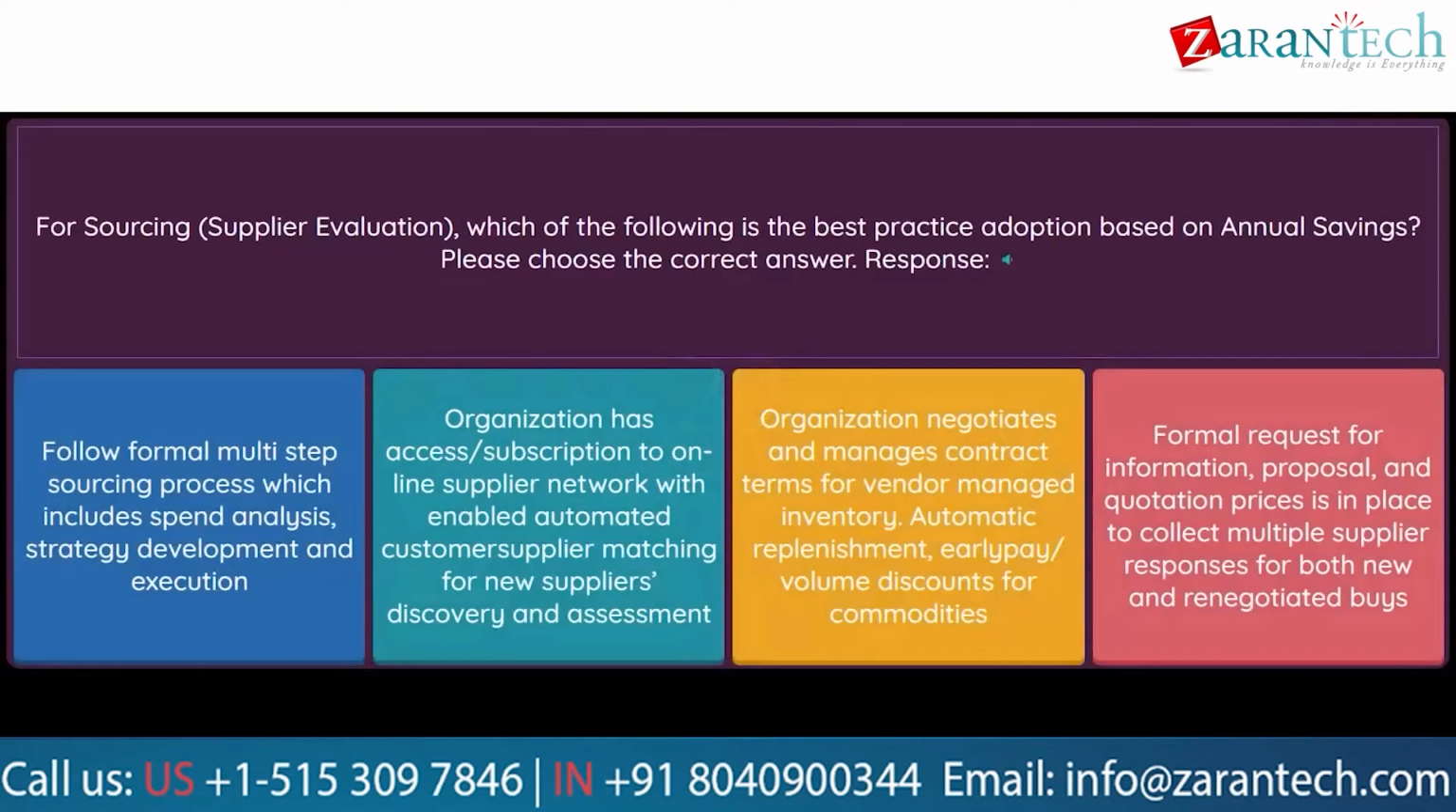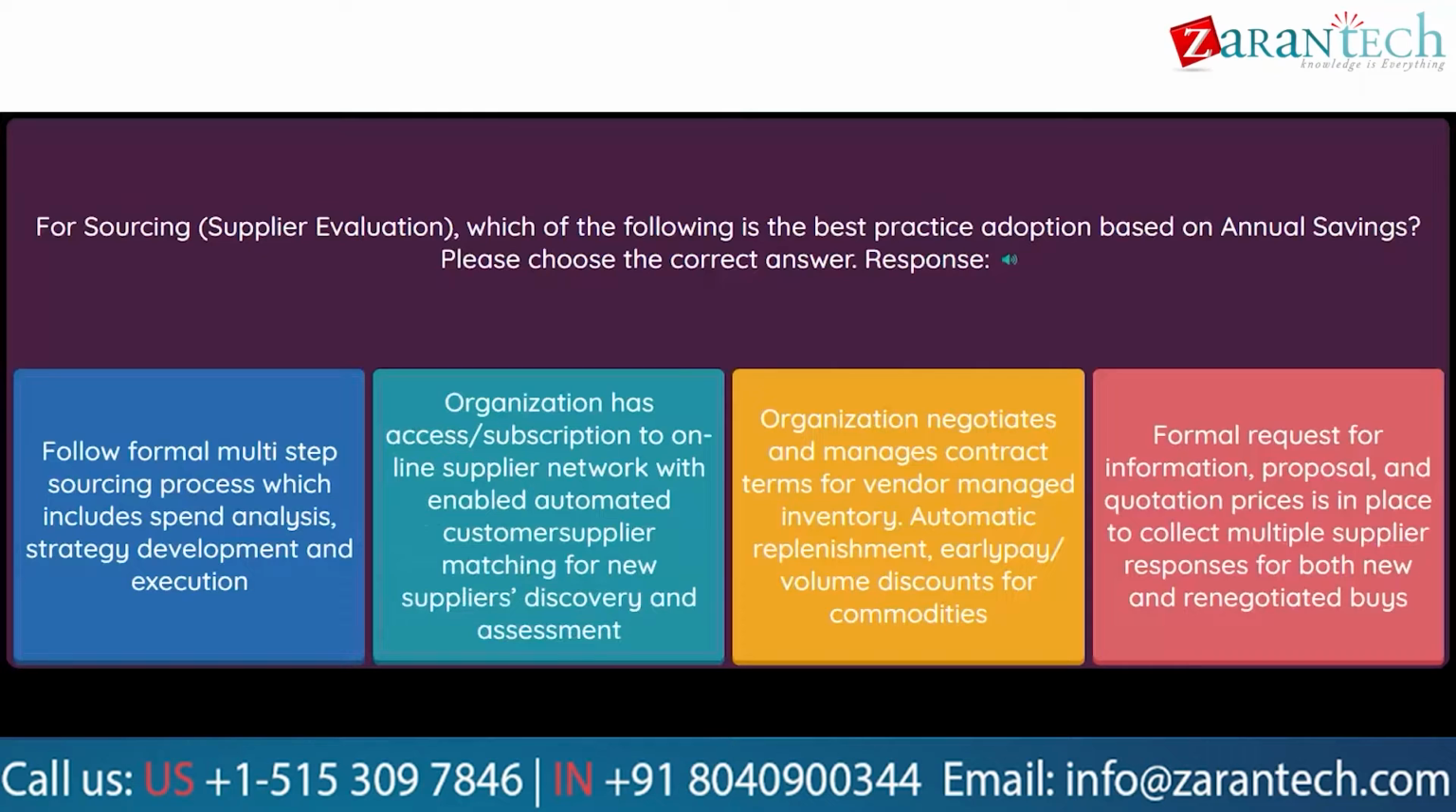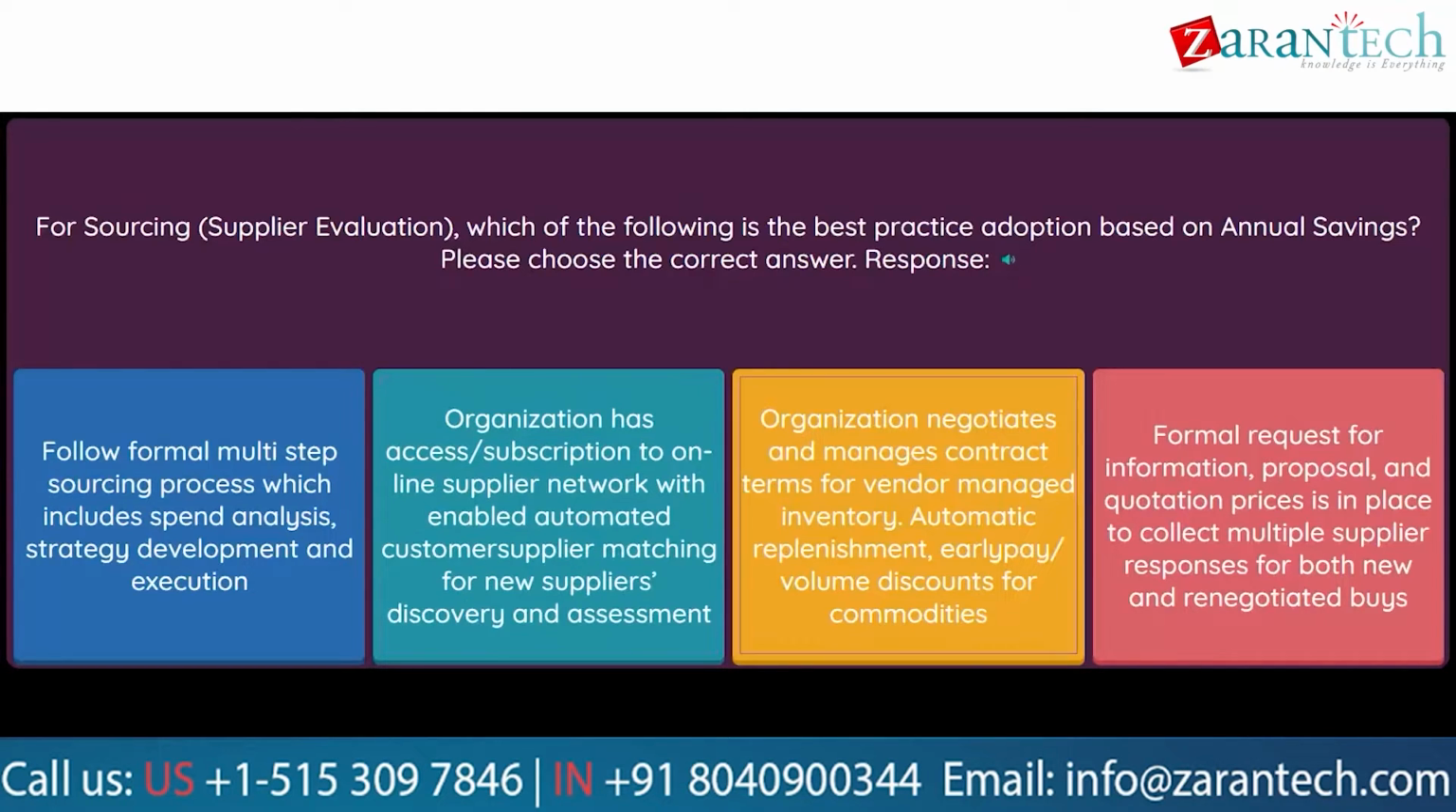Question: for sourcing supplier evaluation, which of the following is the best practice adoption based on annual savings? Please choose the correct answer. Response. Option 1. Follow formal multi-step sourcing process which includes spend analysis, strategy development, and execution. Option 2. Organization has access/subscription to online supplier network with enabled automated customer supplier matching for new suppliers discovery and assessment. Option 3. Organization negotiates and manages contract terms for vendor managed inventory.